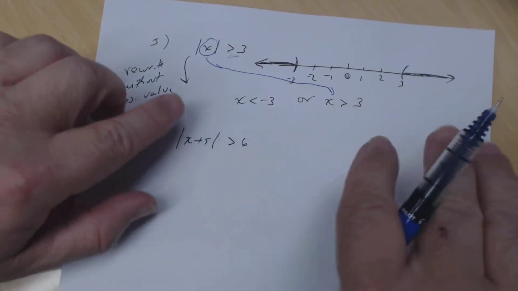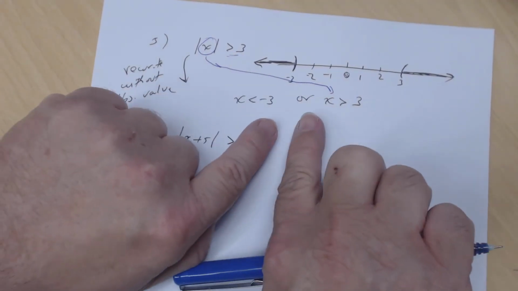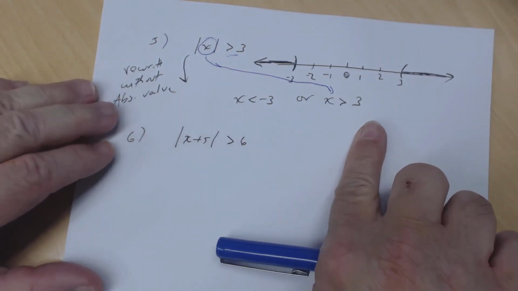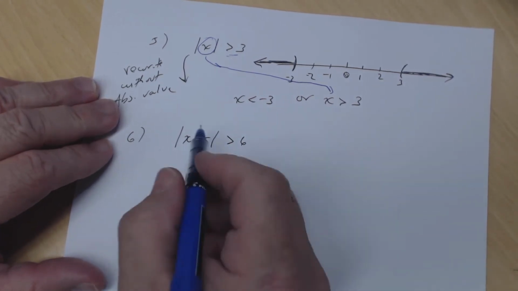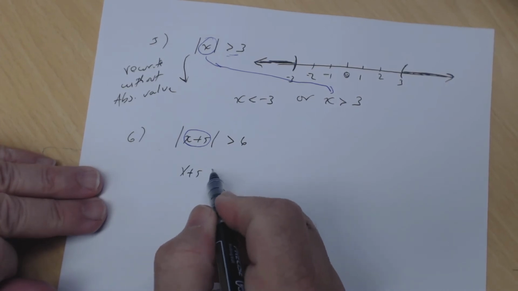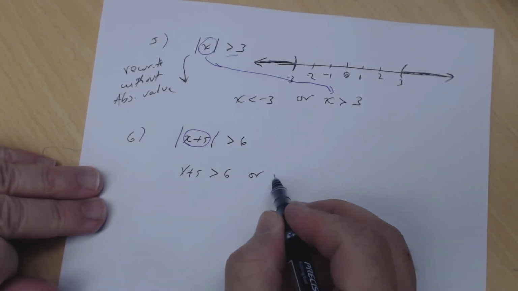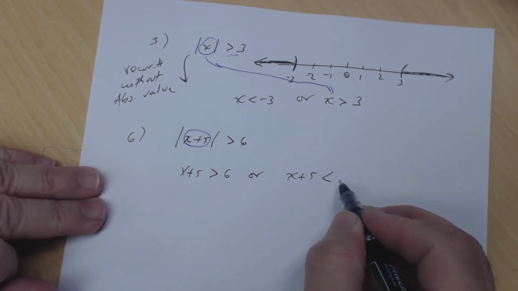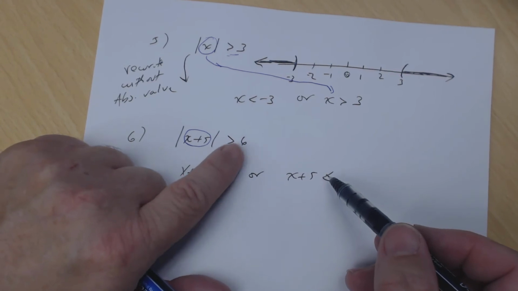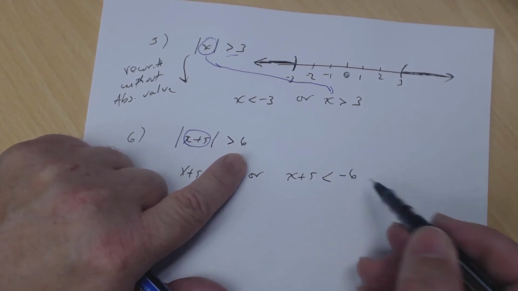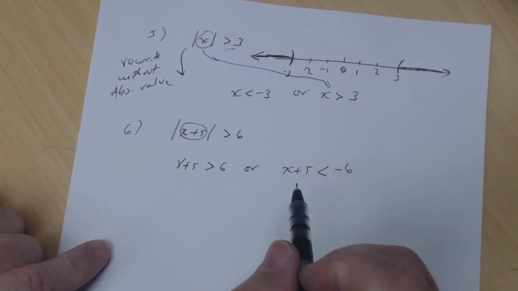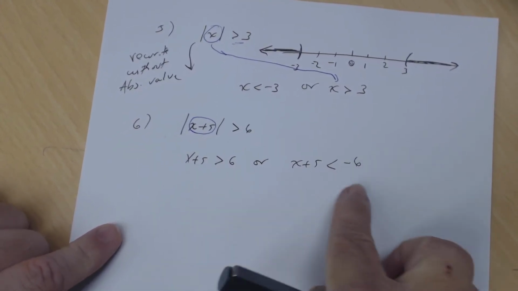So based on this, with absolute value greater than, you're going to write it as two separate inequalities with the word or. Take this expression here: x plus 5 has to be greater than 6, or x plus 5 has to be less than. One's greater than, one's less than, and for the less than, you take the opposite, so it has to be less than negative 6. So from here, less than negative 3, greater than 3. And then all you do is just solve each inequality.